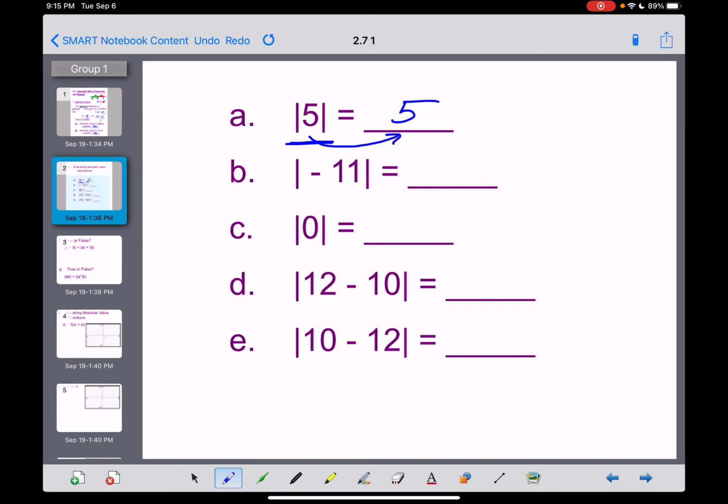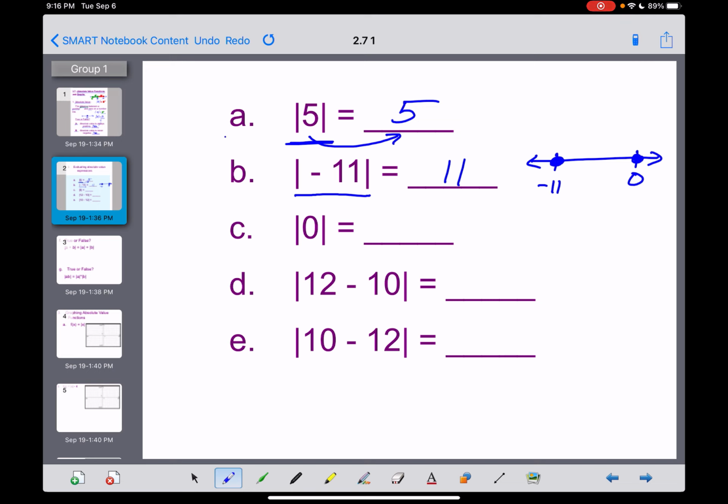But when absolute value is useful would be an example like B. When you're taking the absolute value of a negative number, you just need to think, okay, on my number line, here is 0. Somewhere over here to the left is negative 11. And what's the distance between negative 11 and 0? The answer to that is 11.